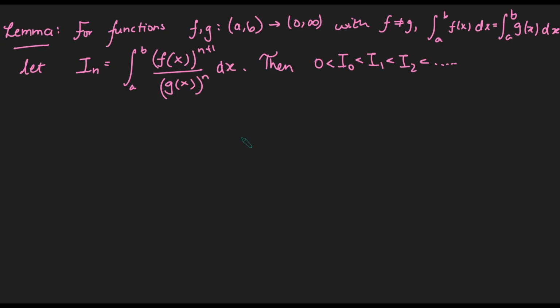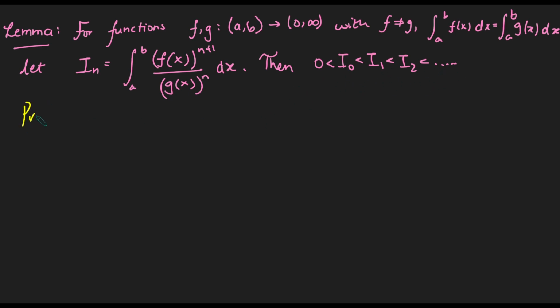Okay, so we're going to start by proving a lemma, and that is for functions f and g from the interval [a, b] to the positive real numbers, with f and g distinct functions, but their integrals the same. So we have two functions f and g defined from the interval [a, b] to the positive reals. They're distinct, but their integrals over that interval are the same. And we're also going to define I_n to be this integral here, the integral from a to b of f(x)^(n+1) divided by g(x)^n dx. This lemma claims that these I_n's form a sequence of strictly increasing positive numbers.